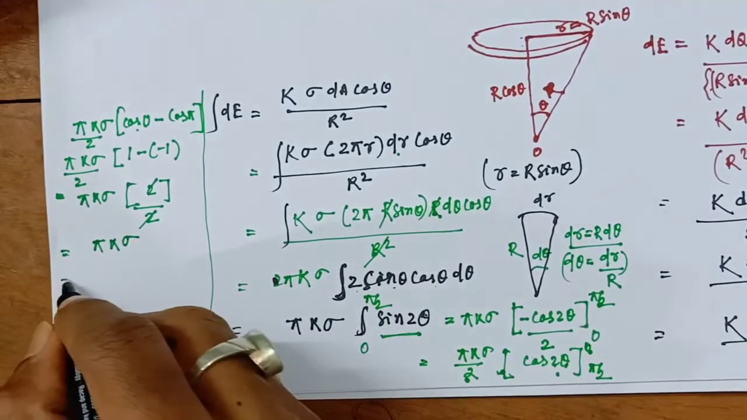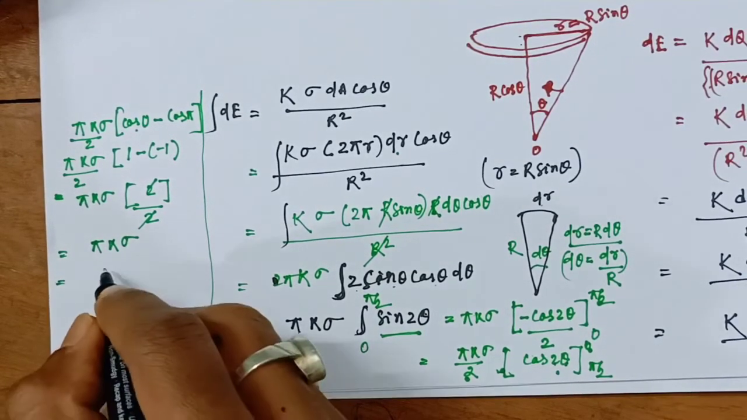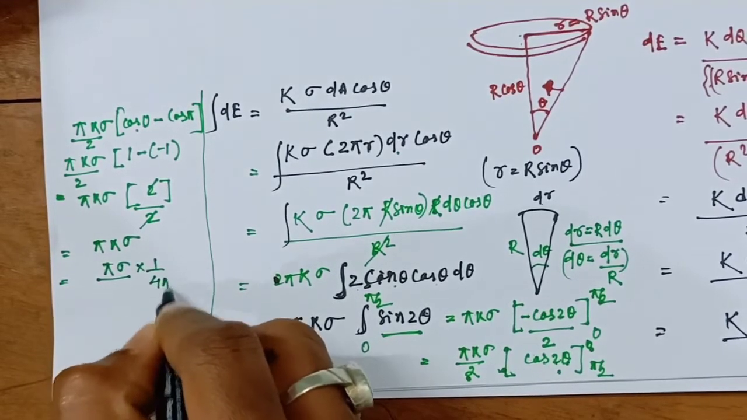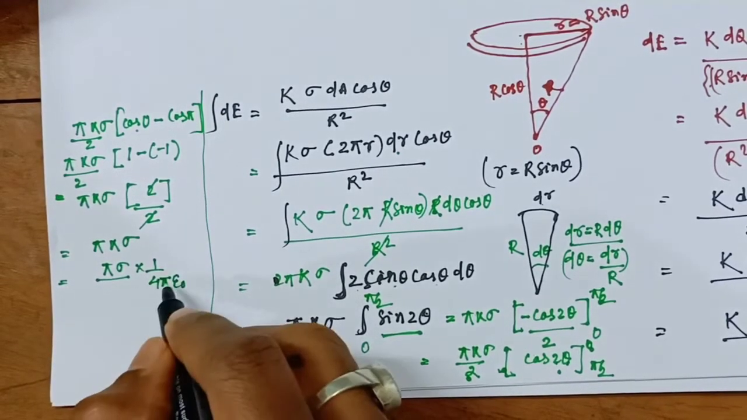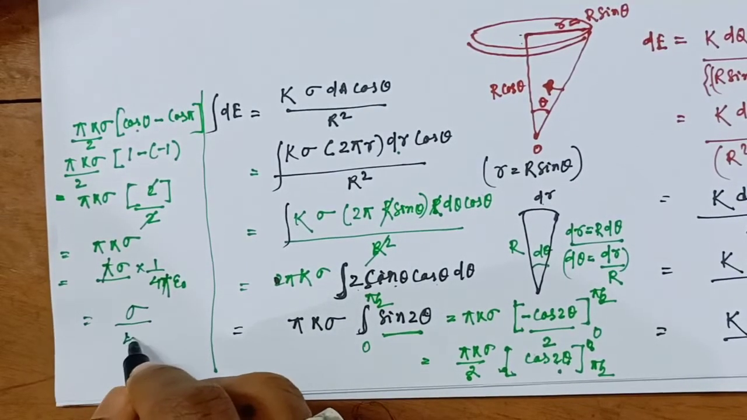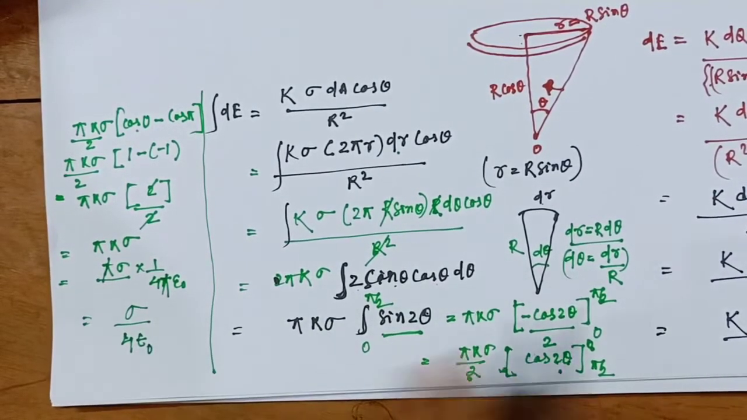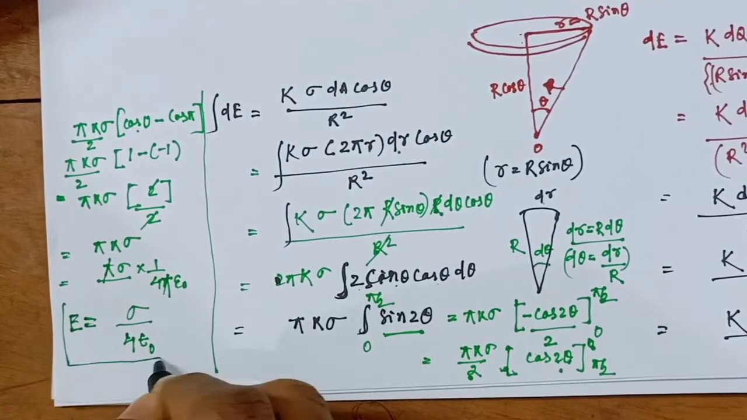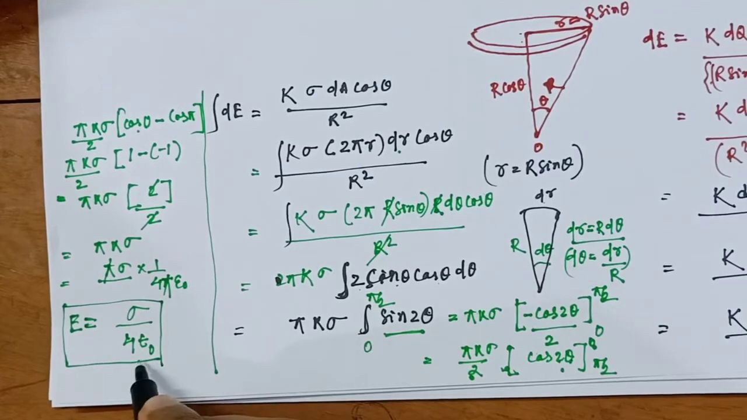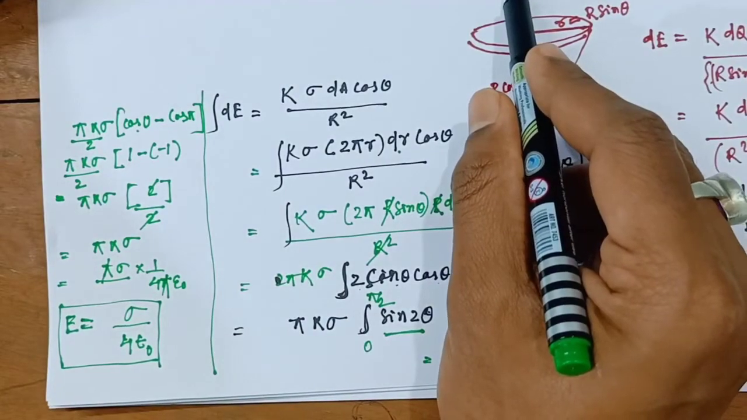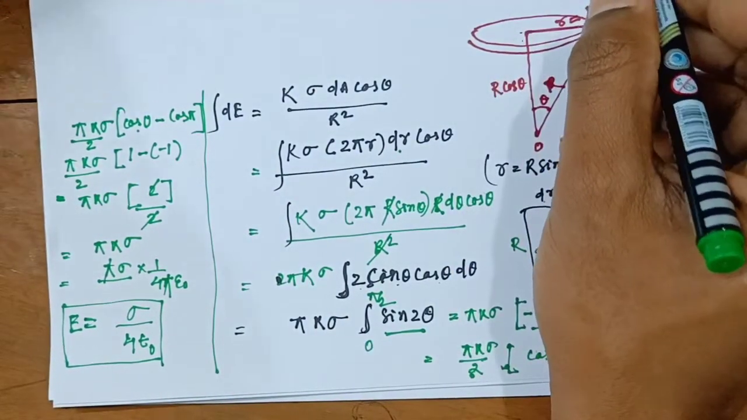And I will substitute this value of k, and we know the value of k is 1 by 4 pi epsilon naught. This pi and pi have cancelled, and we are getting the expression as sigma upon 4 pi epsilon naught. This is the expression of electric field at the center of a non-conducting uniformly charged hollow hemisphere having surface charge density sigma.